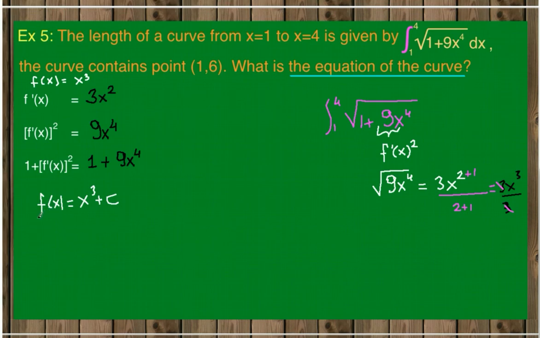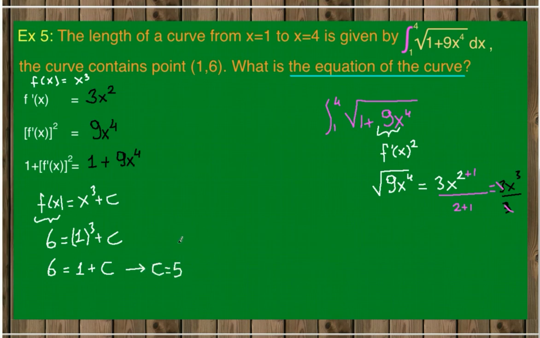So our f of x is our y coordinate, 6, and our x coordinate is 1. So 1 cubed plus c. 6 equals 1 cubed, which is 1, plus c. If we solve for c, subtract 1 from both sides, so c will be equal to 5.